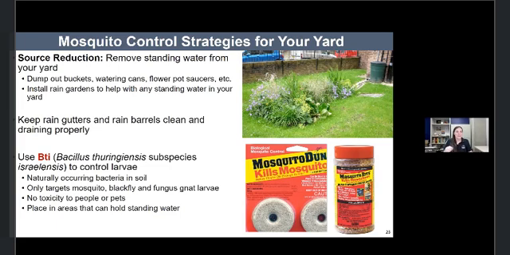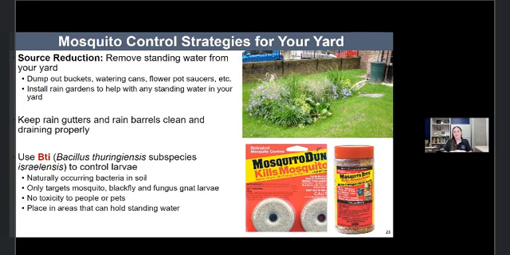And then keeping your rain gutters and rain barrels clean and draining properly. So making sure you don't have a lot of debris in them, especially your gutters, because if they're clogged and aren't draining, they can hold water. That's not great. Same thing with rain barrels. People don't always realize that some mosquito species really like rain barrels. And so if you're not draining them regularly, using that water, making sure it's clean and there's not a lot of dead leaves, even just on the surface, on the top mesh part, that's really important to do.